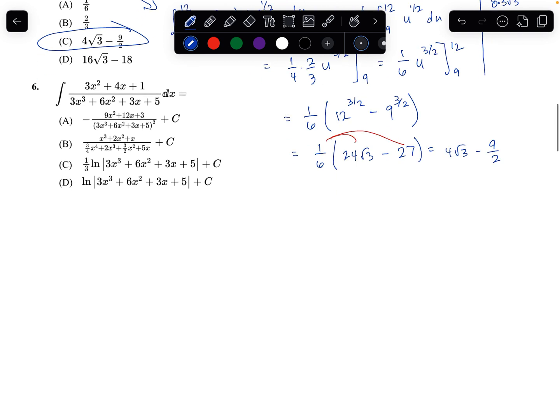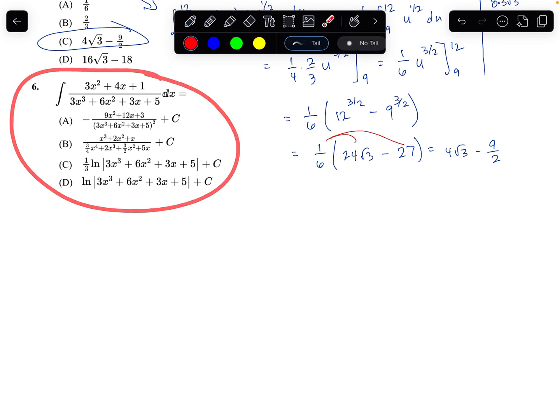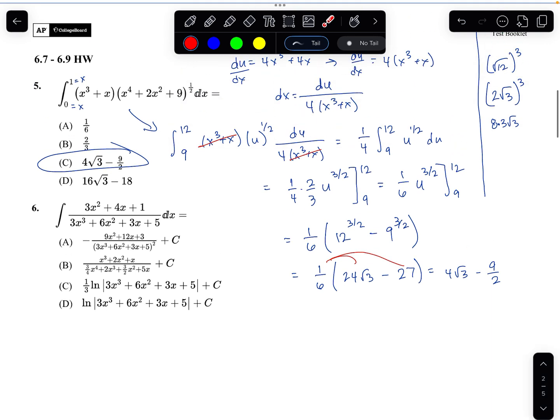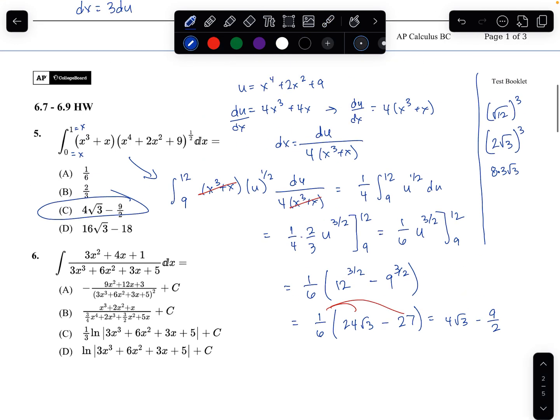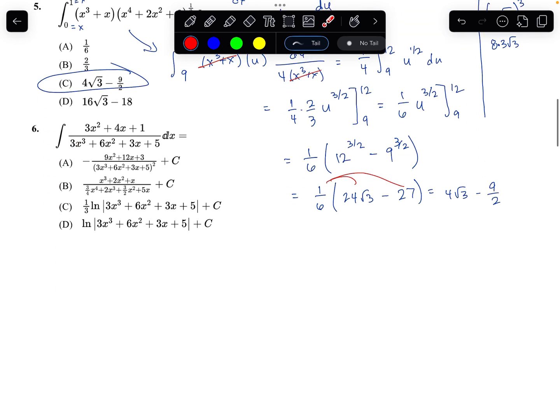Alright, okay, for 6 we're doing the same thing. So this one right here was a definite integral. Or wait, vice versa. This one is a definite integral, and the next one will be an indefinite integral. But we're going to use substitution.